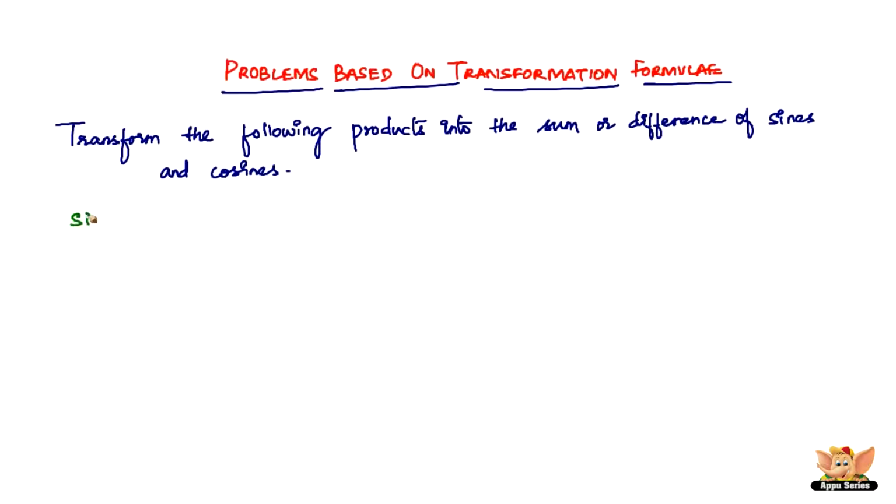The first question is, one of the many products that we're going to transform is sine 75 and cos 15 degrees. So the first question that would strike anybody's mind who knows the transformation formula is, where is the 2 missing here? Right, that's going to be the question.